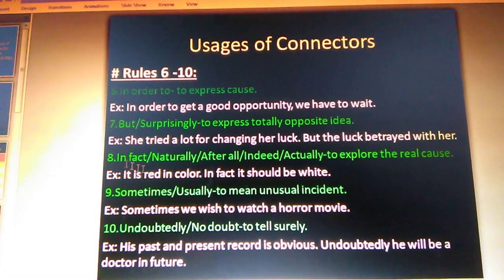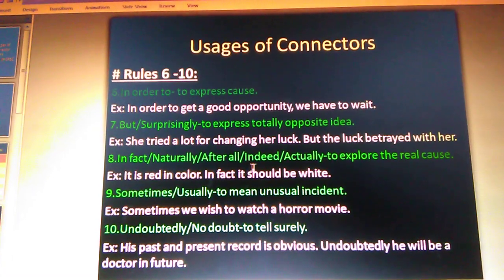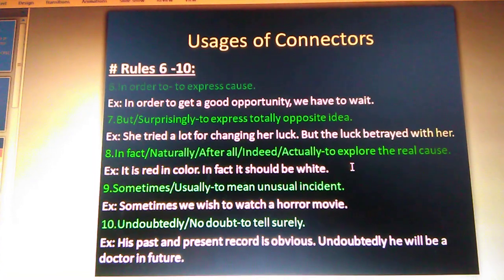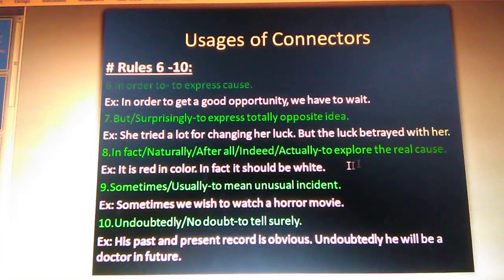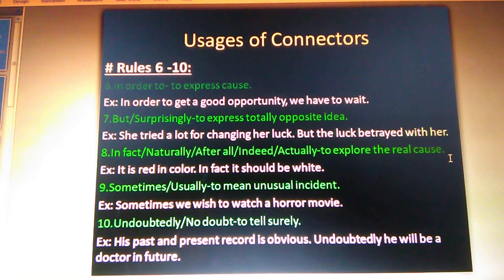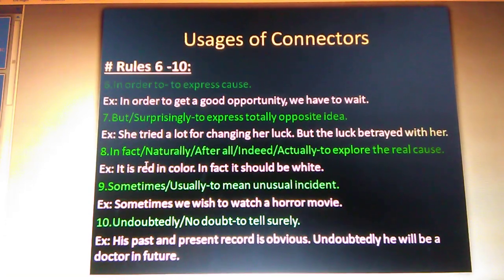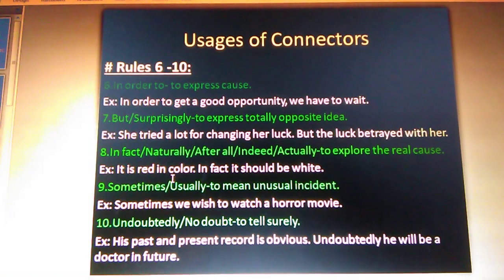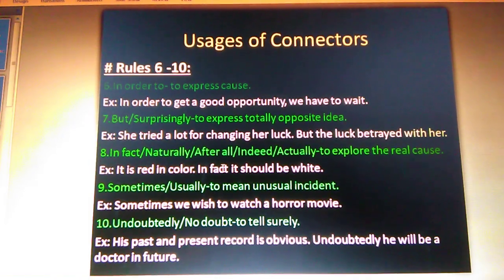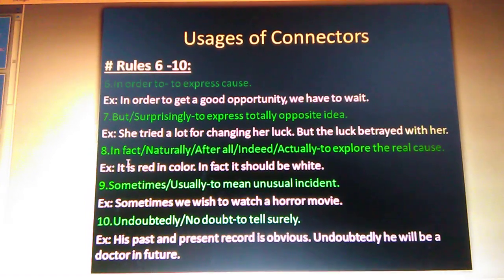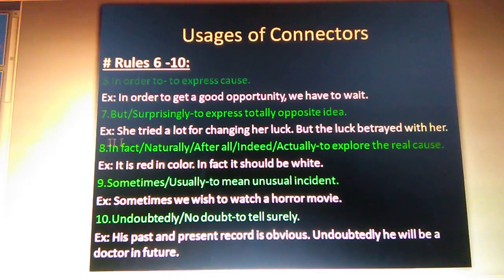Next one: in fact, naturally, after all, indeed, actually. These are synonymous connectors. These connectors are used to express the real cause. It is red in color. In fact, it should be white. So I express here the real cause. That means it should be white, not red. In that case, you can use this connector.